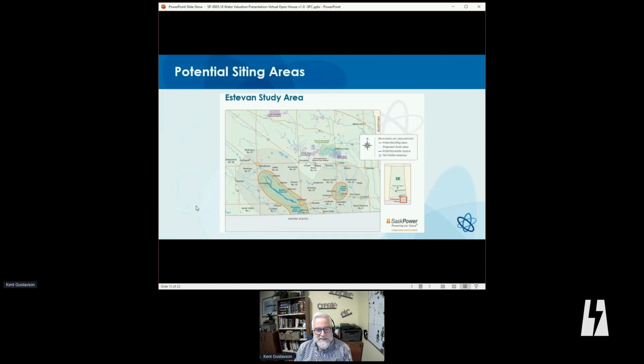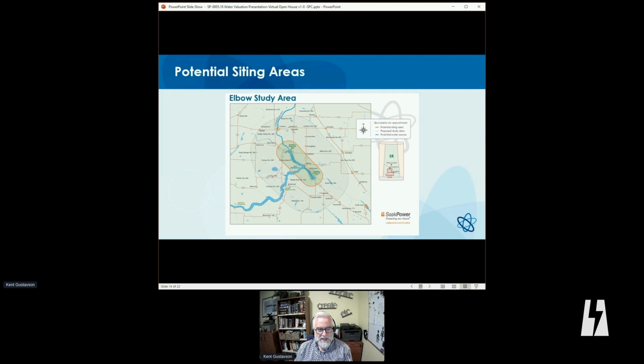So you may have seen this in previous presentations. There's two main study areas that we're looking at. In Estevan, the water valuation study itself is going to focus on what's been defined as a potential siting area. That is shown by the orange line. So it includes the Rafferty and Boundary Dam Reservoir as well as Grant Devine. And for the Elbow area, again, you can see by the orange line, the boundary there, the potential siting area around Elbow and portions of Lake Diefenbaker. So again, that is where we're going to focus our study to understand the water values within those study area boundaries.